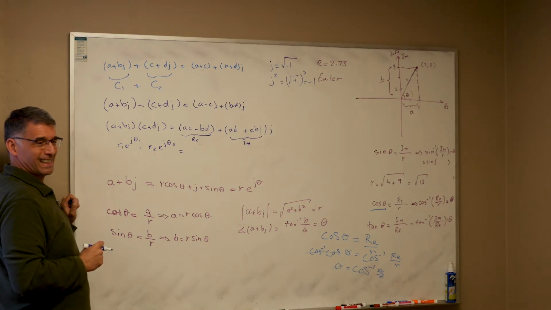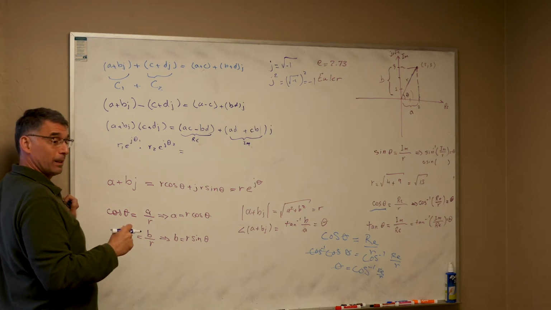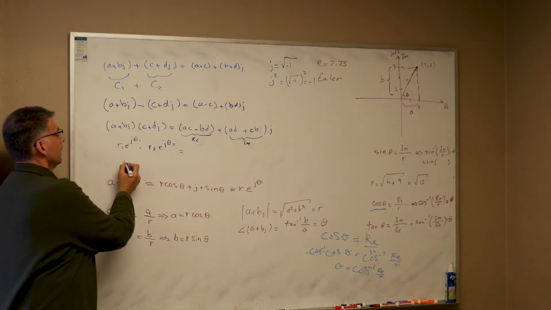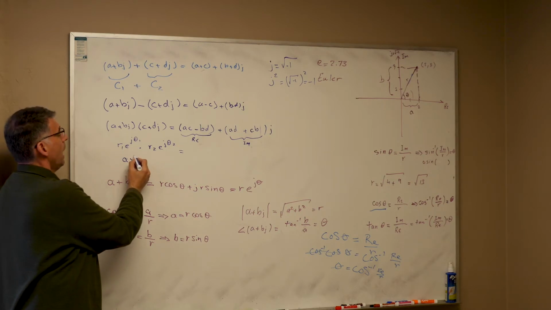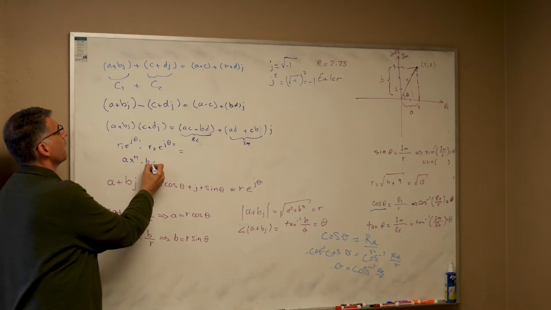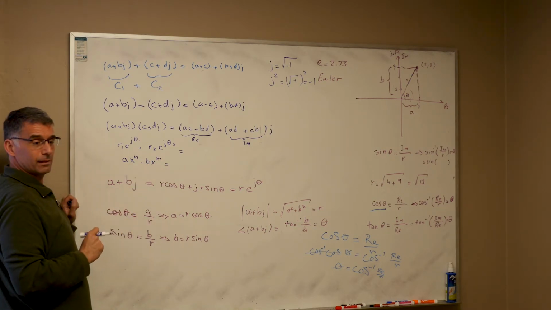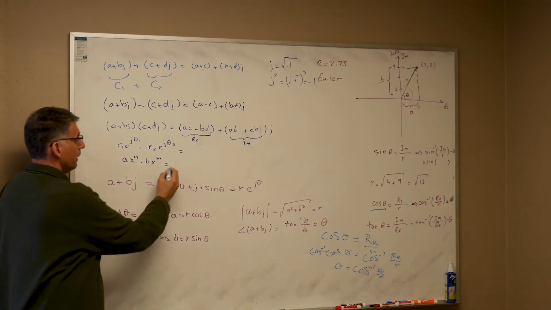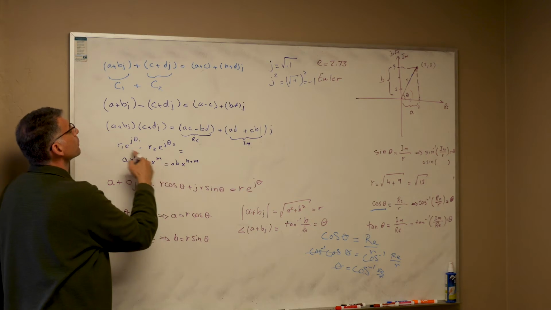Well, they're different power variables, right? So you can't simplify it. Well, let's say I have ax to the n times bx to the m. What is that? Oh, it would just be AB x to the n plus m.